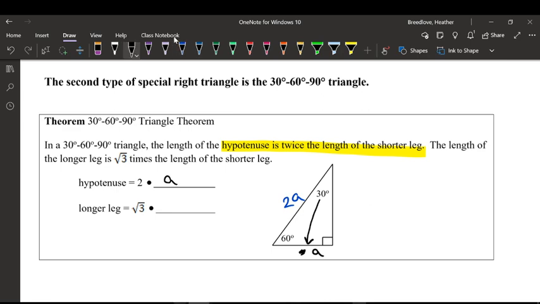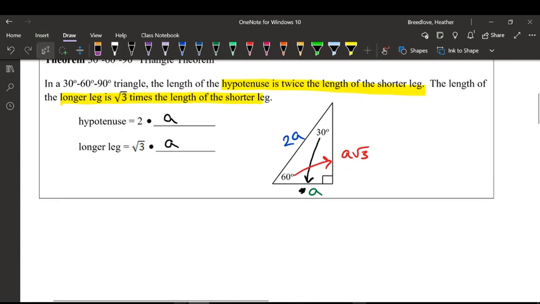And the long leg, the one across from 60 degrees, is going to be square root 3 times A, or A square root 3. So the long leg is square root 3 times the length of the short leg. So we have A, 2A, and A square root 3. And that's what I'm going to use in the new tic-tac-toe grid.